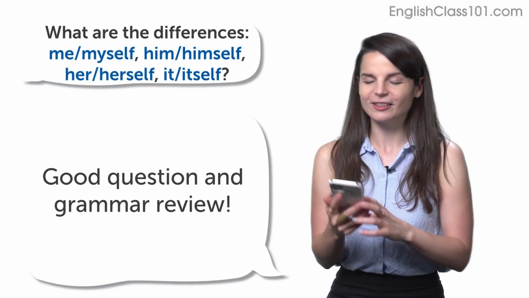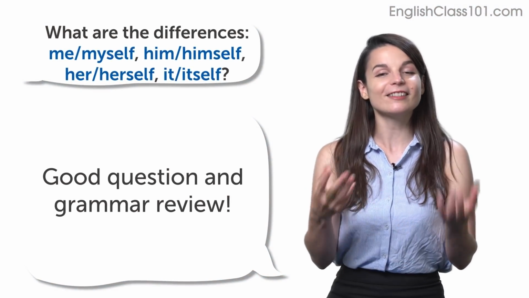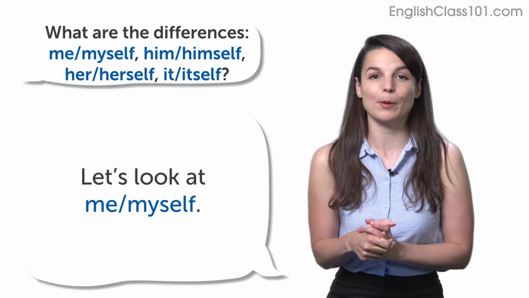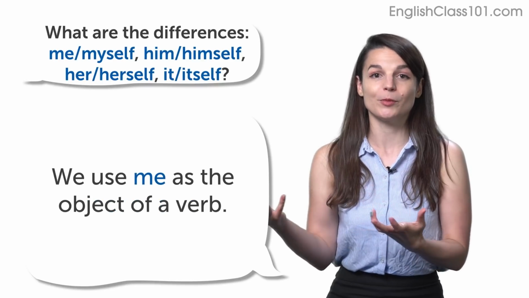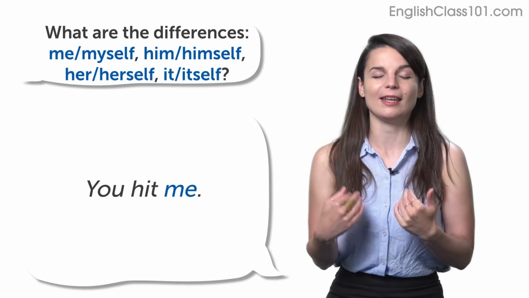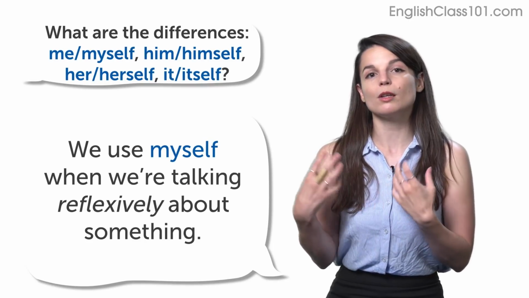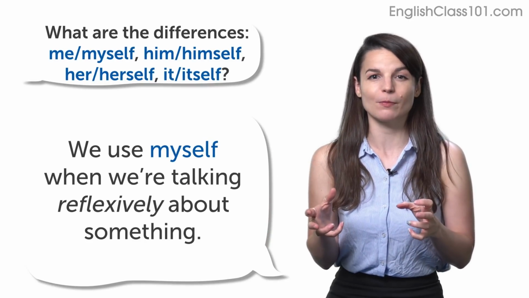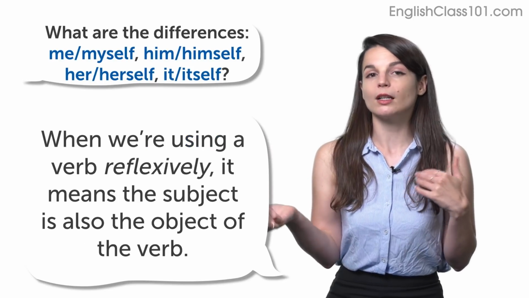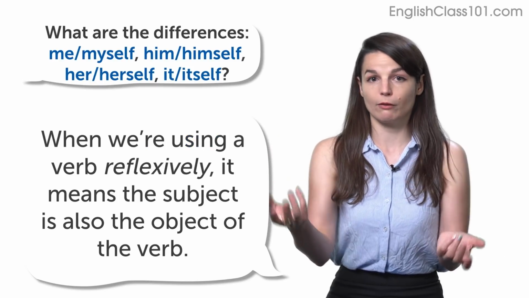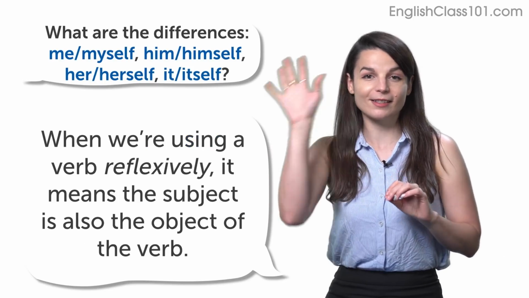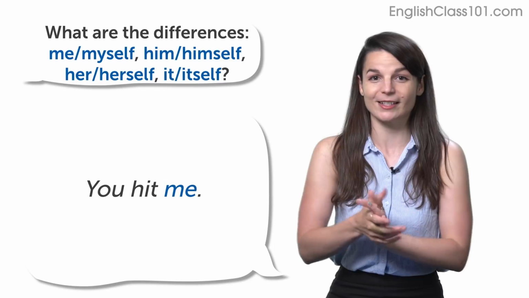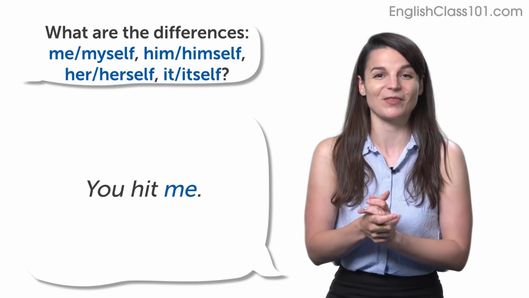Good question. A little grammar review. So let's look at me and myself, just to choose one for an example. We use me as the object of a verb, right? Like you hit me, for example. We use myself when we're talking reflexively about something. So what does that mean? When we're using a verb reflexively, it means that the subject is also the object of the verb. So I used hit in my example sentence, like you hit me, or something like that.